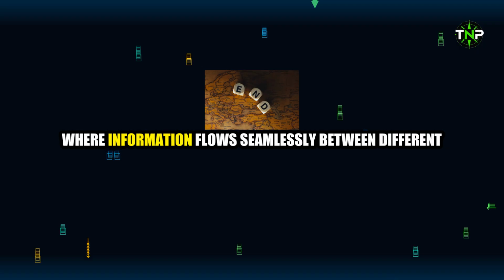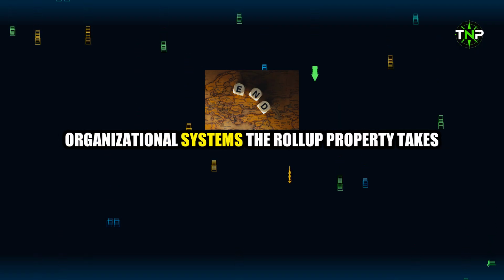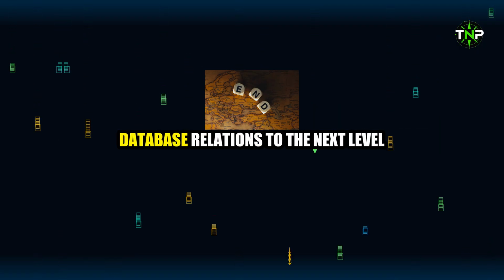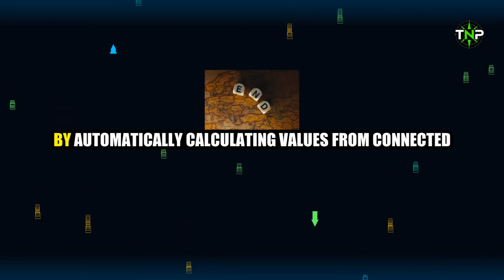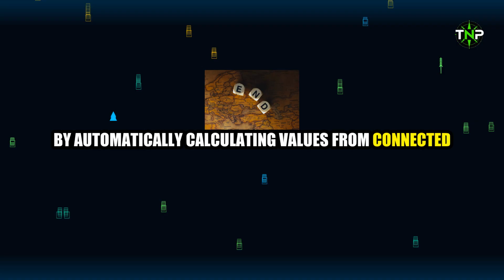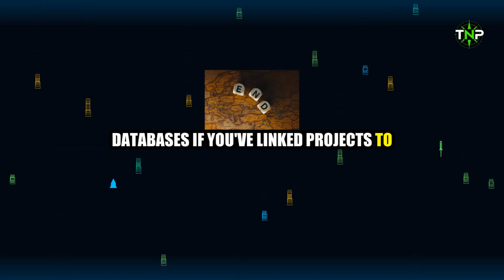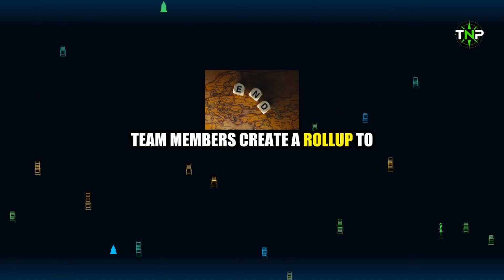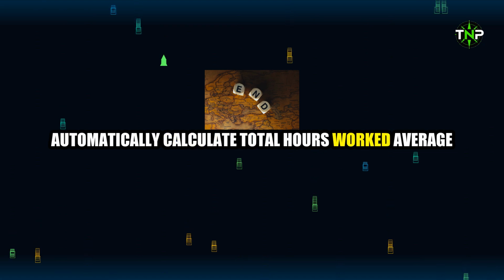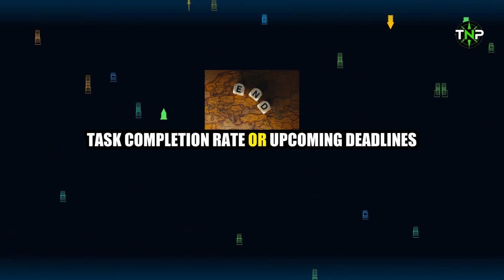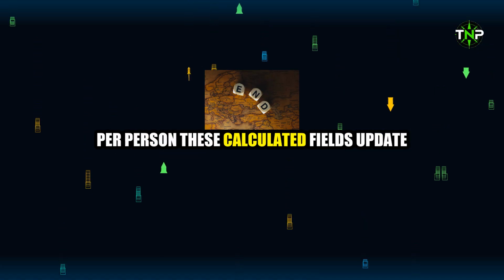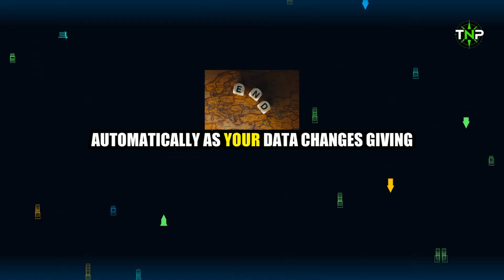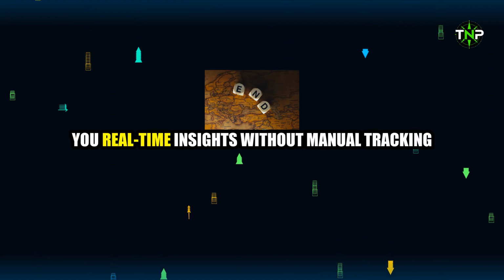The Rollup property takes database relations to the next level by automatically calculating values from connected databases. If you've linked projects to team members, create a Rollup to automatically calculate total hours worked, average task completion rate, or upcoming deadlines per person. These calculated fields update automatically as your data changes, giving you real-time insights without manual tracking.